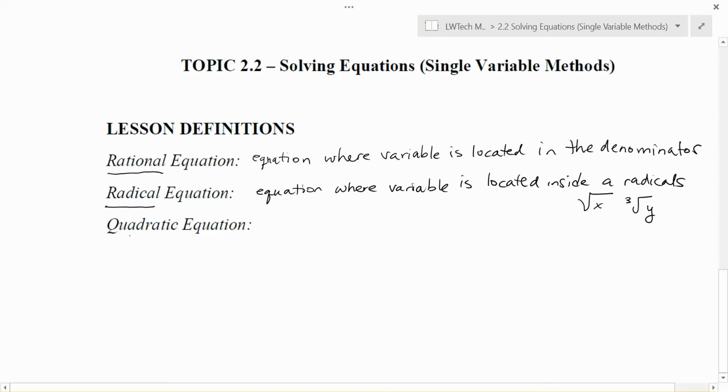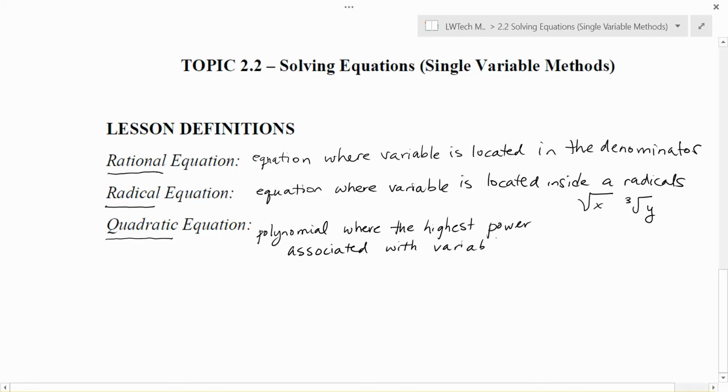The last type of equation that we're going to be talking about and working with in this lesson is a quadratic equation. A quadratic equation is an equation that has a polynomial in it, and we defined that in the last chapter. But it is a polynomial where the highest power associated with the variable is 2. So the highest, there's a squared in the equation, is basically what we're looking at in these types of problems.